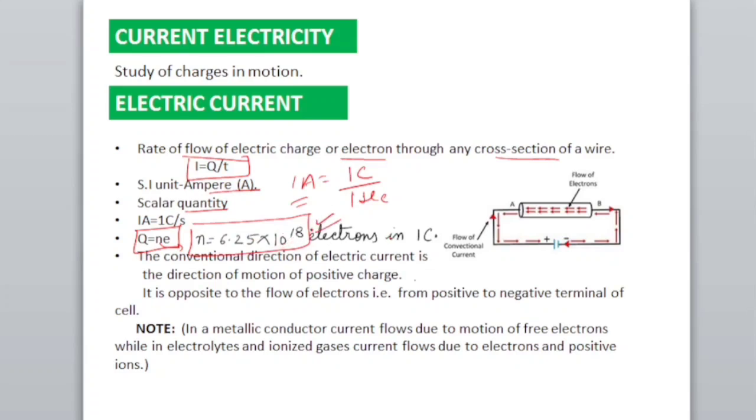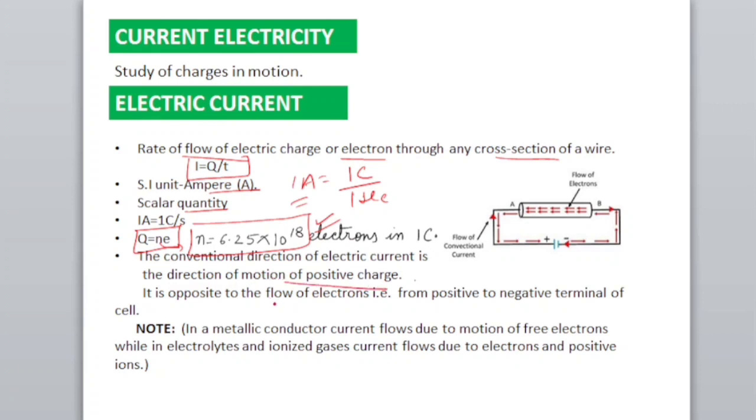You must remember this one. How much number of electrons? 6.25 into 10 to the power 18 electrons in 1 coulomb. Now what is direction of electric current? Actually it is a scalar quantity, but it has direction because it does not follow vector law of addition. So it is not a vector quantity, it is a scalar quantity. But direction of electric current is direction of motion of positive charge.